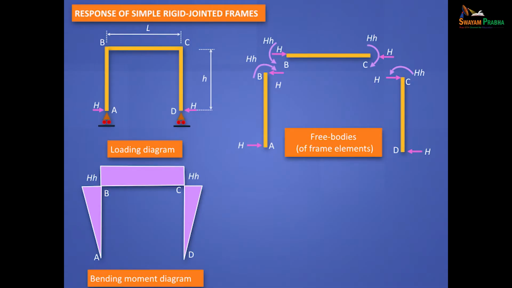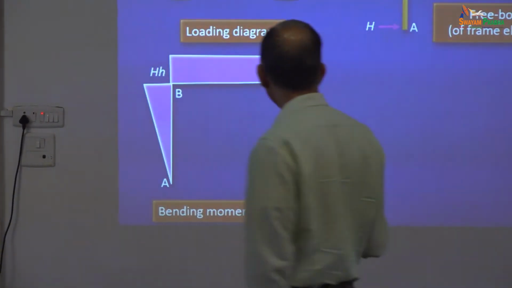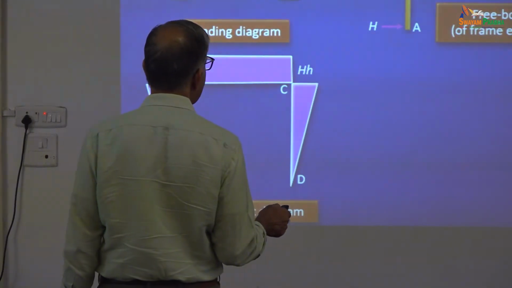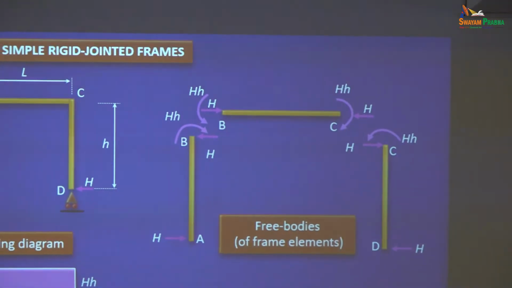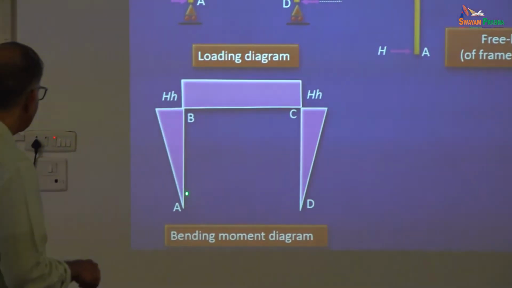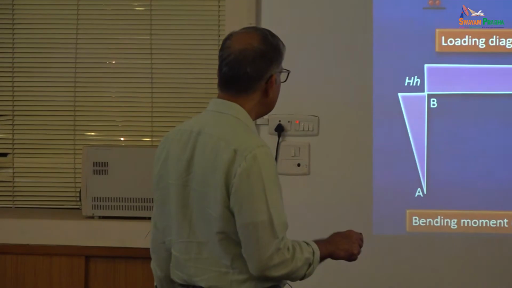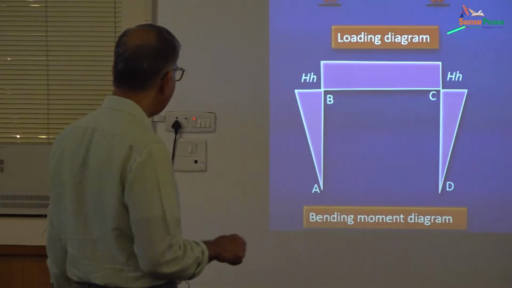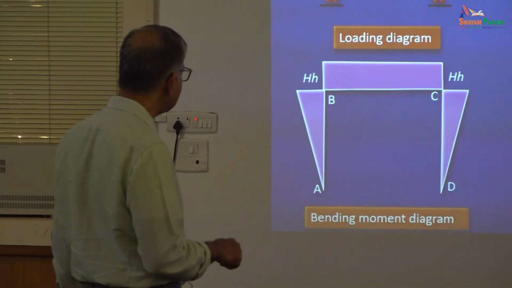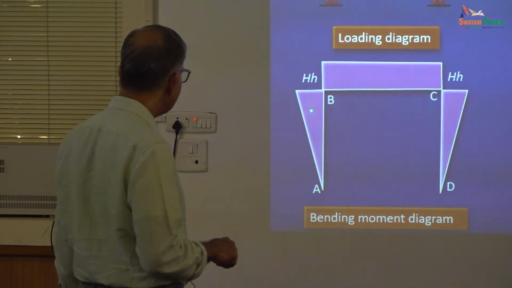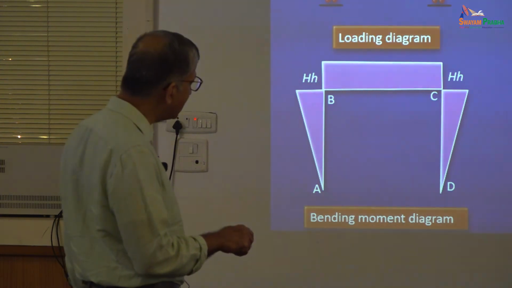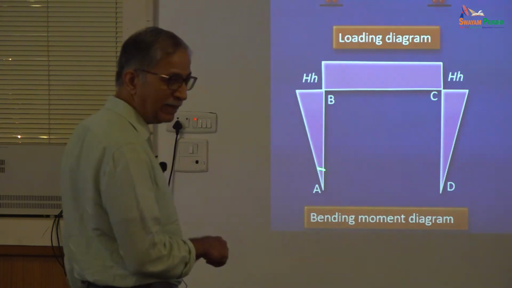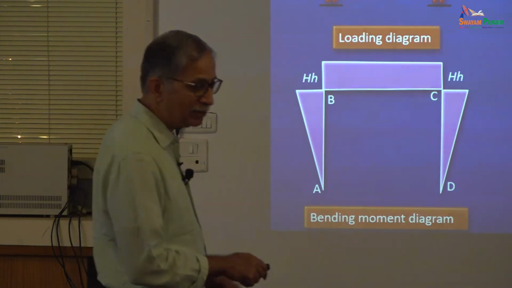Look at this. Bending moment diagram, you take the beam on top, the horizontal element. You have a constant hogging moment, capital H into small h, so it will look like that. And you've got a bending moment 0 here and linearly varying like this. The fact that you have a straight line variation suggests that the shear force is constant. The shear force in this column is constant, it's capital H. Are you getting it? And we've drawn everything on the tension side.